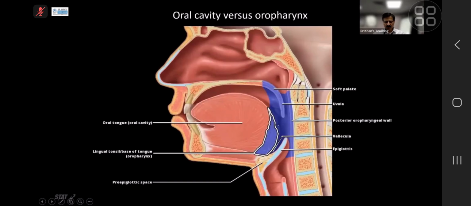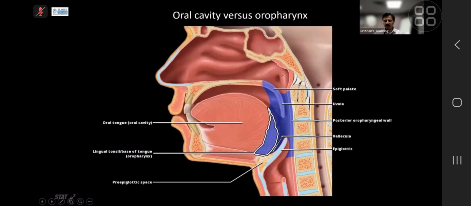Now we have to concentrate on how you differentiate between the oral cavity and the oropharynx. Whatever is blue here is the oropharynx. So what are the boundaries? This is the hard palate, this is the soft palate. The soft palate per se is part of the oropharynx. Superior to this level, because it gives you this drooping type of appearance, this is the level which is in line with the hard palate.